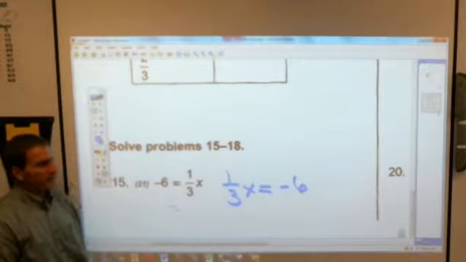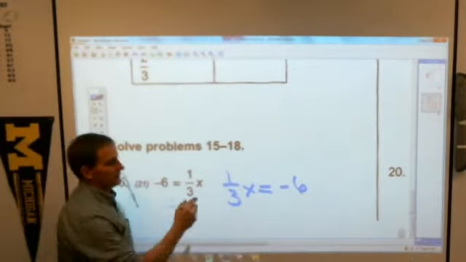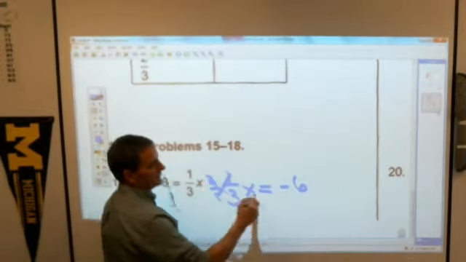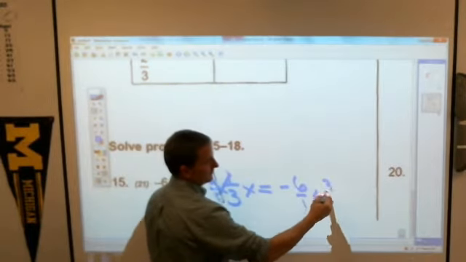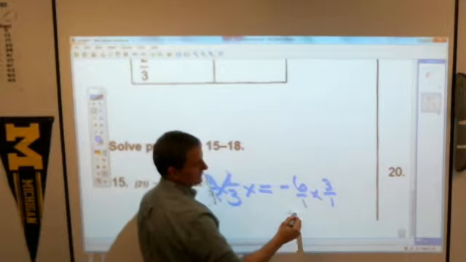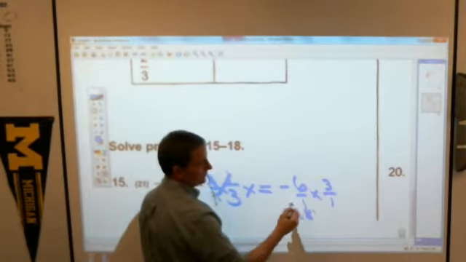Probably. What do you do anytime there's a fraction in front of a letter? You multiply. All you're going to do is take this and multiply by 3/1. Make this a fraction, multiply it by 3/1. So it's going to be -18/1.